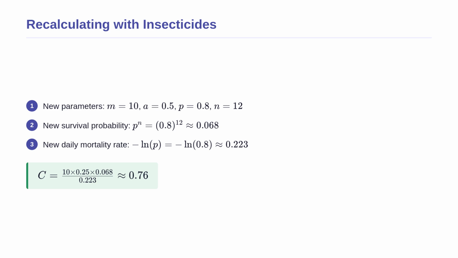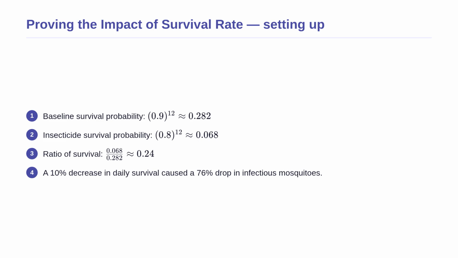Finally, we put the pieces together. 10 times 0.25 times 0.068 divided by 0.223. Our final answer is approximately 0.76. So we have used this formula twice, and the results are striking.